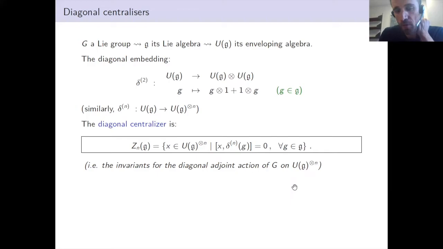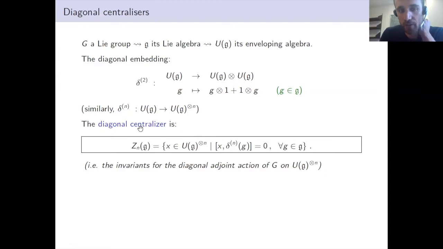So it's a very fundamental algebra for sure. For example, it's not very interesting, but if you take n equal to 1, then you are defining the center of the universal enveloping algebra. Of course, very well known and very interesting. So for n bigger than 1, this is a generalization of the center, and we call it the diagonal centralizer.